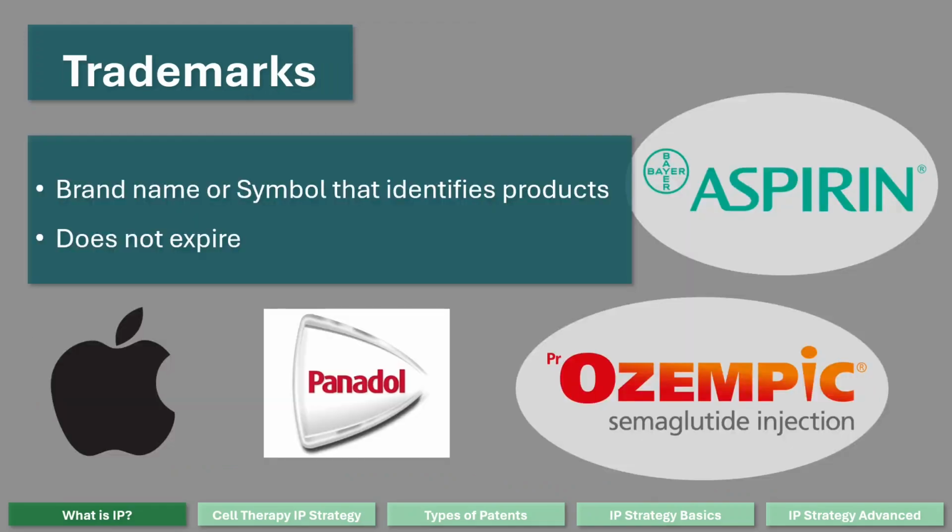Another type of IP is a trademark. Trademarks refer to the names and symbols used by manufacturers to identify their products. They are essentially brand names. Famous trademarks in medicine include Panadol, aspirin, and Ozempic.